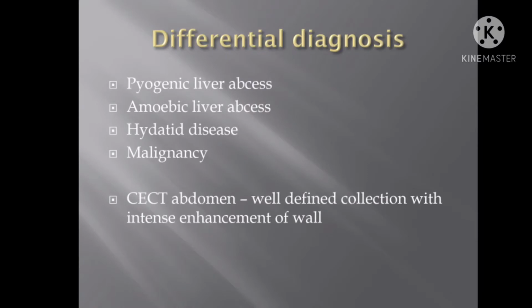Now, as this patient has a history of diverticulitis and is now presenting with a collection in the liver, it's most likely an abscess. So what type of abscess? Usually we consider there are two types of abscess, that is amoebic liver abscess and pyogenic liver abscess. Sometimes there is a third differential diagnosis, but usually it has characteristic radiological features, that is hydatid disease.